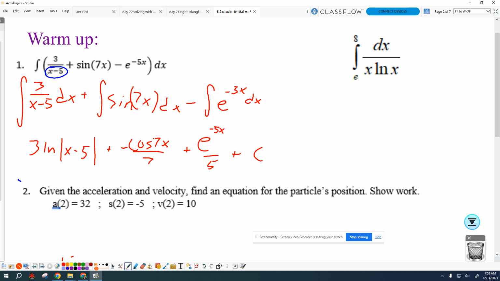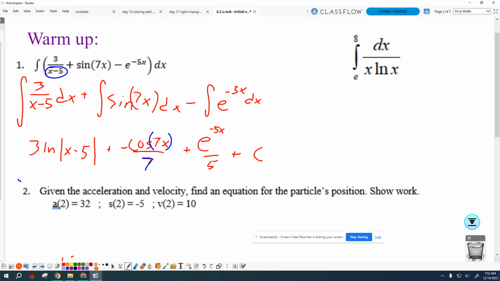inside. Alex, what's the derivative of the stuff inside? 1, so I don't need to write it. Here, whose derivative is positive sine, or negative cosine? So the integral is negative cosine of stuff divided by the derivative of stuff. And Jamie, what's the derivative of stuff in this case? 7. So you divide it by 7.